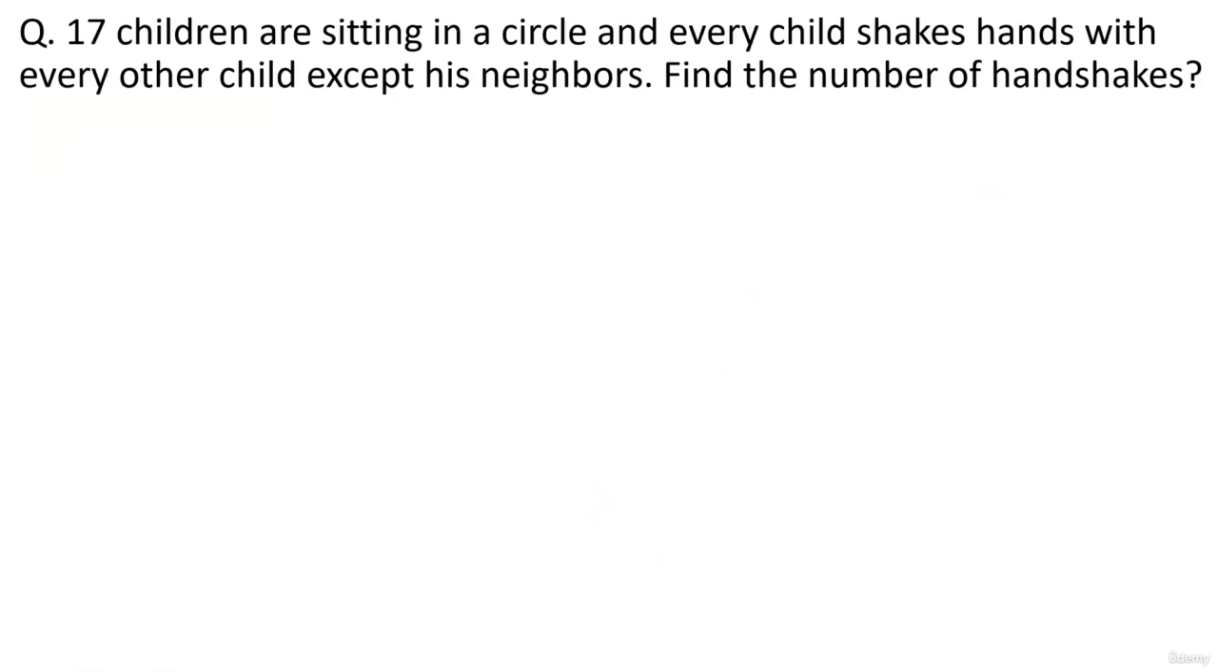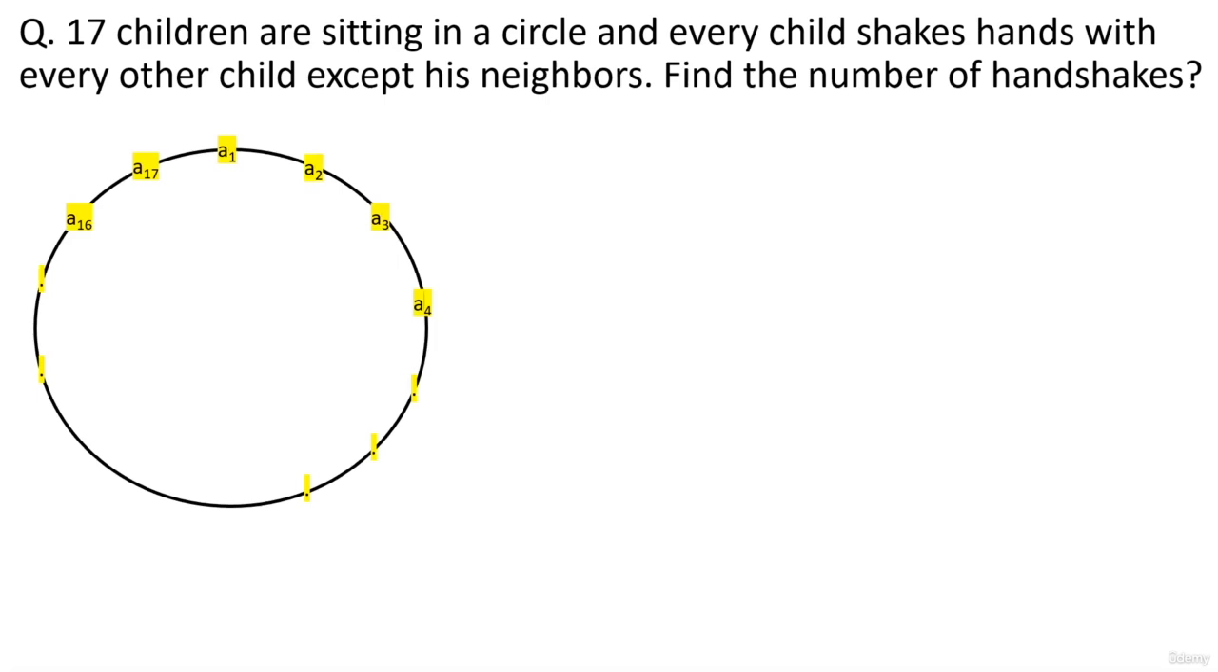17 children are sitting in a circle and every child shakes hands with every other child except his neighbors. Find the number of handshakes. Okay, now let's first make them seated across a circle. I've shown here A1, A2, A3, A4, A5 up till A17, right? Now guys, A1 will shake hands with 14 people. How? A1 will not shake hands with himself, and he won't be shaking hands with his neighbors, right? So A1 will be shaking hands with 14 people. Same, A2 will also be shaking hands with 14 people. A2 won't shake hands with A1 and A3. So from A4 to A17 there will be 14 people, with whom A2 will shake hands. Same way A3, and then up till A17, every child shakes hands with 14 people, right?